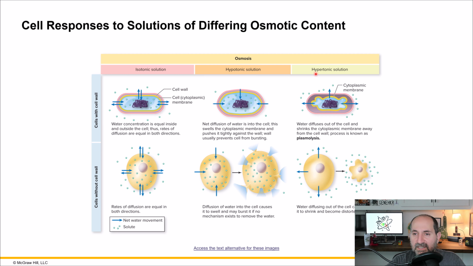Conversely, in a hypertonic solution, this means the solute concentration outside of the cell is higher than the solute concentration inside. That results in water rushing out of the cell. There's a net flow of water out of the cell. This causes an animal cell to shrivel, but it causes a different phenomenon in bacterial cells. It's called plasmolysis. This is when the cell membrane shrivels away from the cell wall.